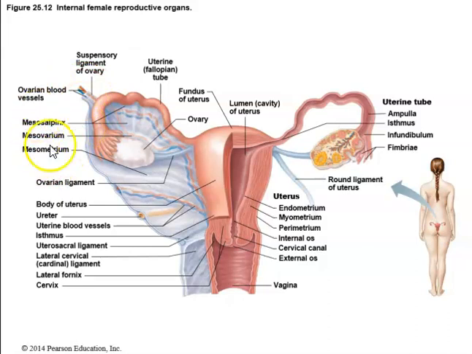And then we have the different sections of the broad ligament. Again, we have the mesosalpinx, that is the part of the broad ligament attached to the fallopian tubes. We have the mesovarium attached to the ovary, and then the mesometrium, that broad ligament that is attached to the body of the uterus.